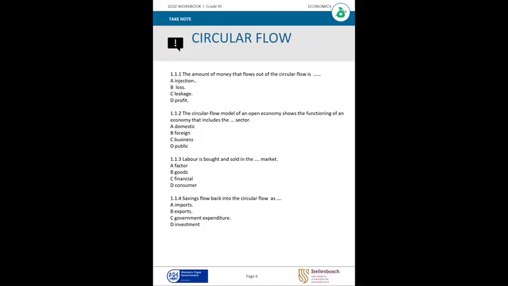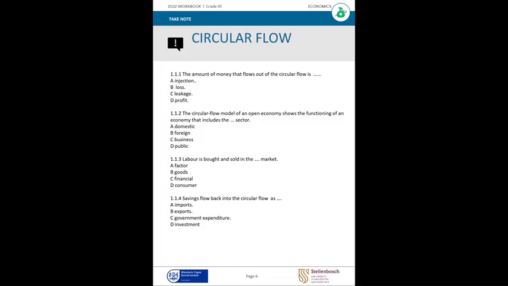And now I go and read it again. It's talking about money that is leaving, right? Not money coming in. So if it was coming in, it would have been an injection, but it's not money coming in, it is money leaving. So therefore, the only possible answer there would be C, which is the leakage. So my statement would read, the amount of money that flows out of the circular flow is a leakage.